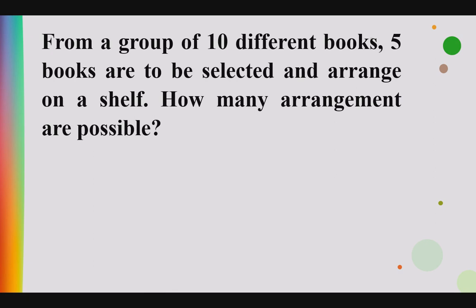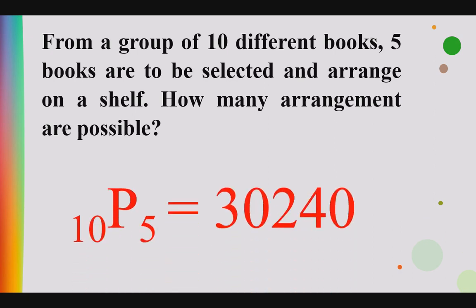Next. From a group of 10 different books, 5 books are to be selected and arranged on a shelf. How many arrangements are possible? So the correct answer for this one is 30,240.